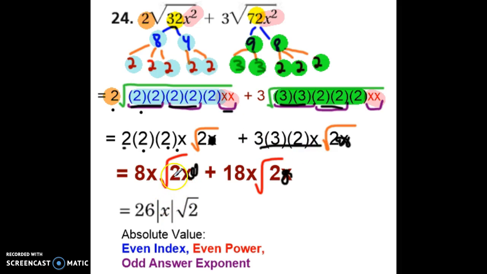So now I notice I have square root of 2 for both of them. So I'm going to go ahead and add. I have to use my absolute value rule here because I had an even index and I had an even power, but I got an odd answer for my x. That's why I need an absolute value.